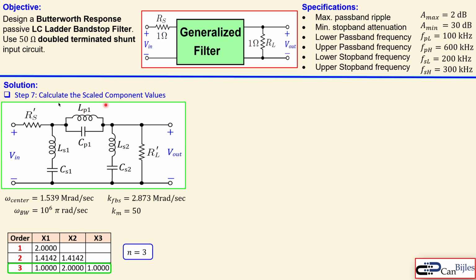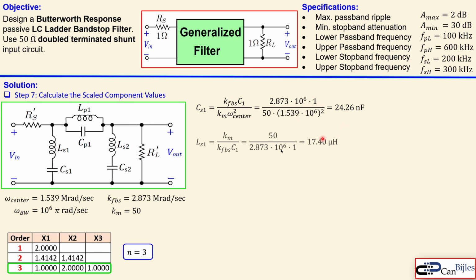This is now the band stop filter we need to design, and also the values we need to calculate. First, the CS1, which is the series capacitor here, first one. It's calculated by this formula because we have our scaling factor Km, we have our center frequency, so everything is known. We also know that C1, which is this X1, our coefficient here, is 1. That means we just calculate it by inserting that in this formula. You now get 24.26 nanofarads. Now the LS1 is given by this formula. Again, use the C1 and also Km and the KFBS. And you now get 17.40 microhenries.